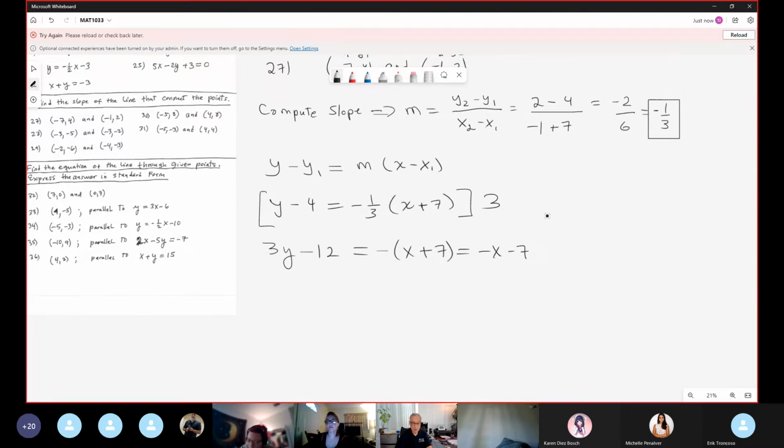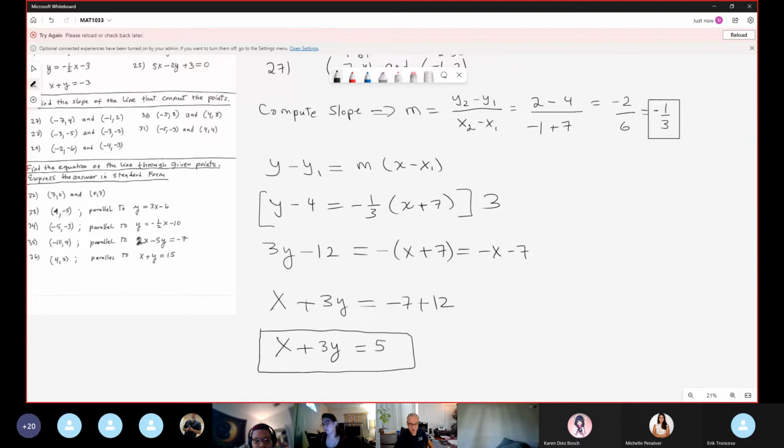You move, remember, every variable to the left and put them in alphabetical order. So you put x, and when you move it to the left-hand side it becomes positive, plus 3y, just bring it down. And we have minus 7 plus 12. It's the organization: you put the numerical part on the right-hand side, the variables together on the left-hand side, and you organize in alphabetical order, x and y. Now it's x plus 3y is equal to 5. Fantastic. This is the equation of the line in standard form.